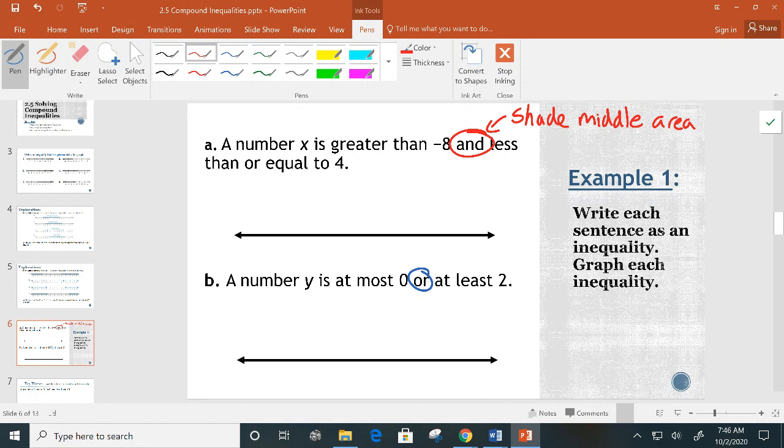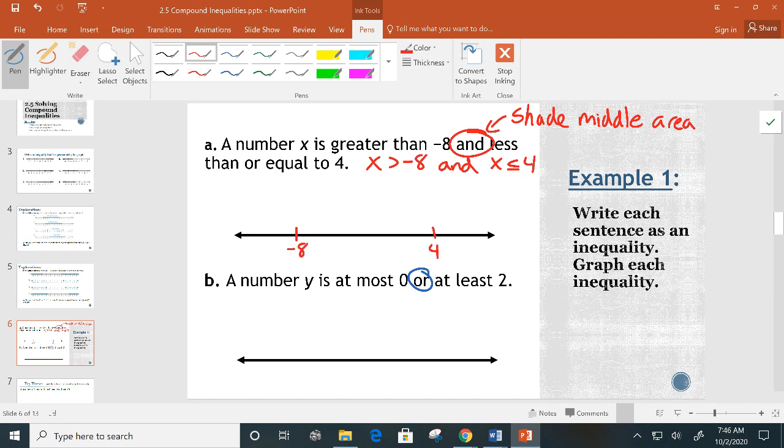So let's write this. It says a number x is greater than -8 and less than or equal to 4. So we're going to write the word and in there first. So x is greater than -8 and x is less than or equal to 4. So we can write it like that, and let's graph that and see what it's going to look like. So I know -8 is over here. I know that 4 is over here.